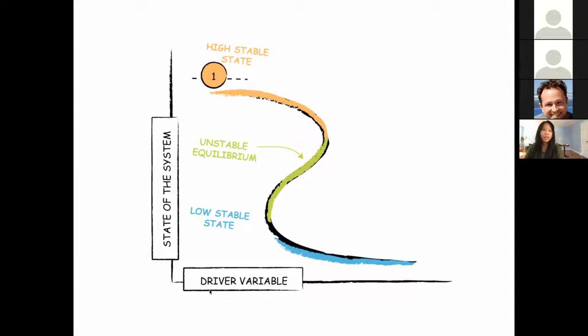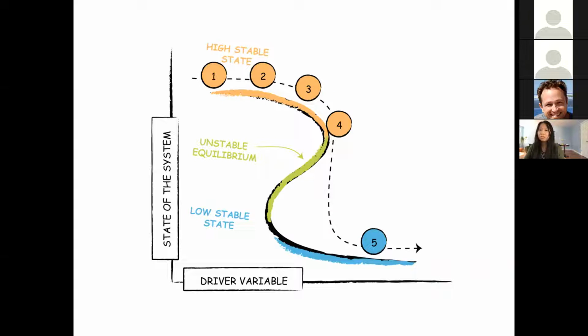So in such a system, if we were to start out at the low end of the x-axis, we find ourselves here in position 1 of the graph, meaning we are in the high stable state. And as we slowly increase the value of the driver variable along this x-axis, we wouldn't see much change in the y-axis or the state of the system at first, past points 2, 3 here, till we reach point 4 where we are suddenly tipped into the lower state at point 5.